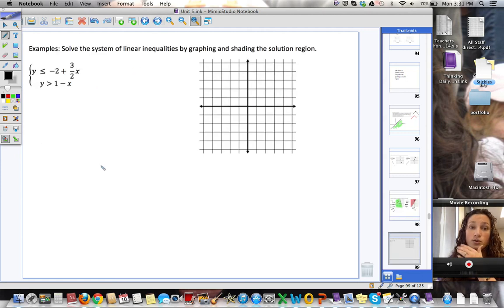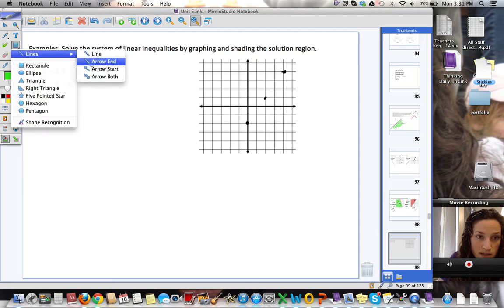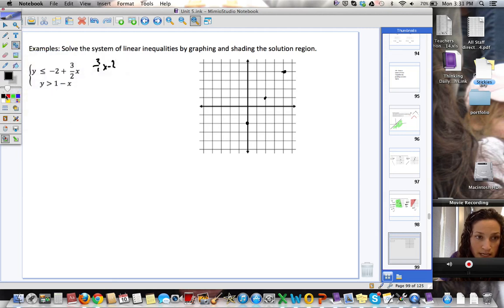So now let's try where there's two of them together, so a system. So I'm going to graph them each separately. So this one, if I wanted to rewrite this, it's 3 over 2x minus 2, so minus 2, and then it's up 1, 2, 3 over 1, 2. It's a less than or equal to, so I want a solid line. I'm going to do black. So right here, and I have a solid line.